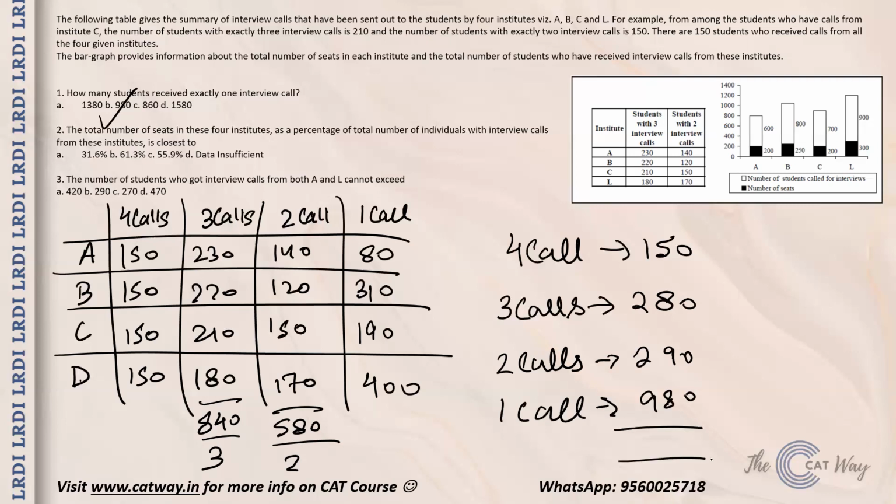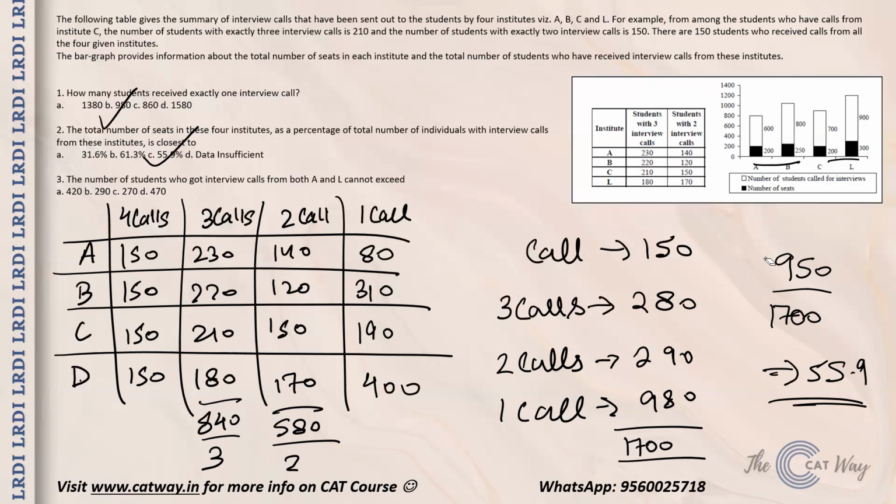So the total over here comes out to 1700. Now the number of seats are 200 plus 250, 450, 450 plus 500, 950. So 950 are the seats and 1700 people have been called. So the percentage is 55.9. So the correct answer is option number C, 55.9.